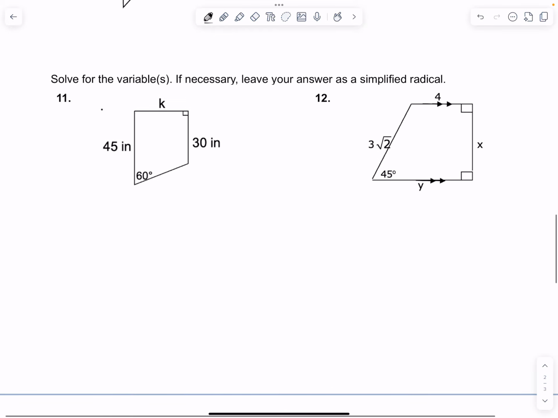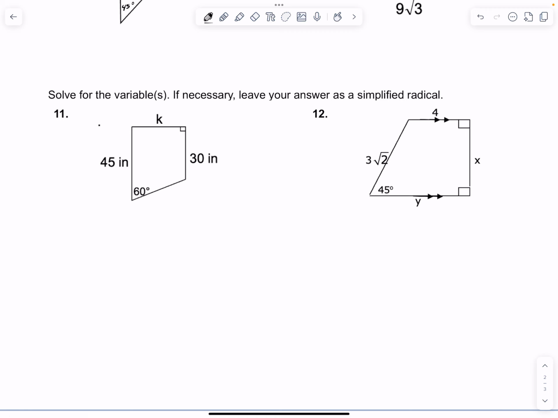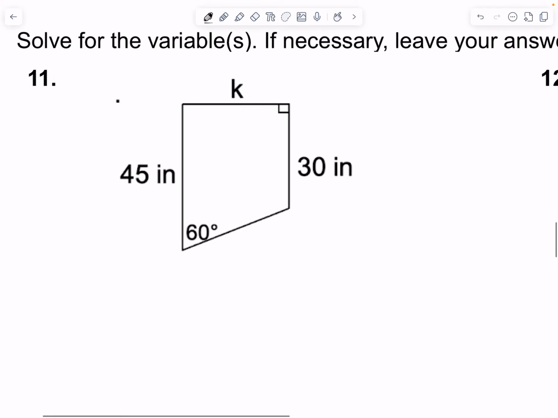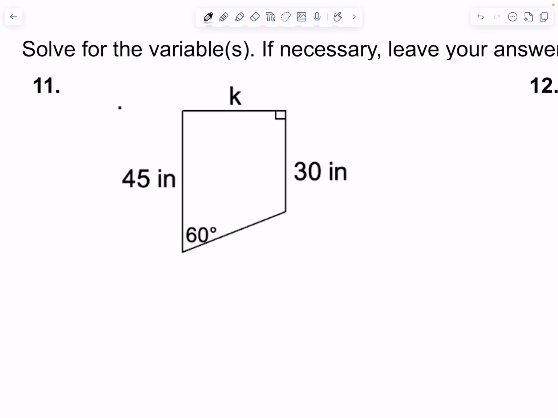All right, so maybe a little bit more tricky here. So in 11 and 12, it says to solve for the variables, and if necessary, leave your answer as a simplified radical. You'll notice none of these are triangles, right? These are quadrilaterals. So what I'm going to do is draw something that we drew back in the first semester called an altitude, which is going to go from a vertex, and it's going to intersect the side across from that vertex to create a right angle, or essentially intersect perpendicularly.